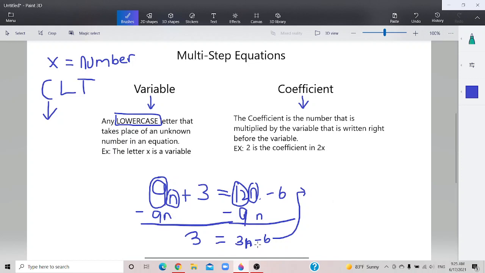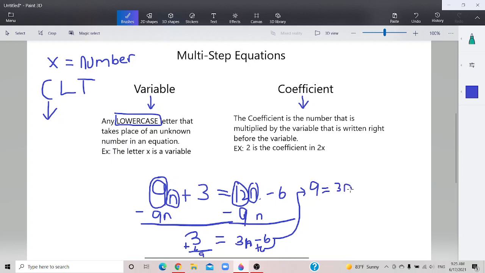What we can do is add 6 to both sides, because that will get rid of the negative 6. Now if we add 6 here, we get 9. So we get 9 equals 3n.